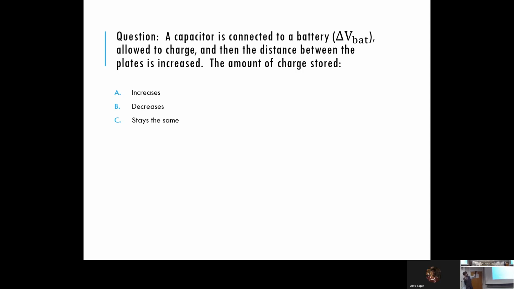Question. As I increase the distance between the plates, what can you tell me about the amount of charge on those plates? The battery is attached, I take the plates of the capacitor and stretch them apart. What happens to the charge on the plates? Go ahead, talk to your neighbor, get an idea. Charge goes up, charge goes down, charge stays the same.